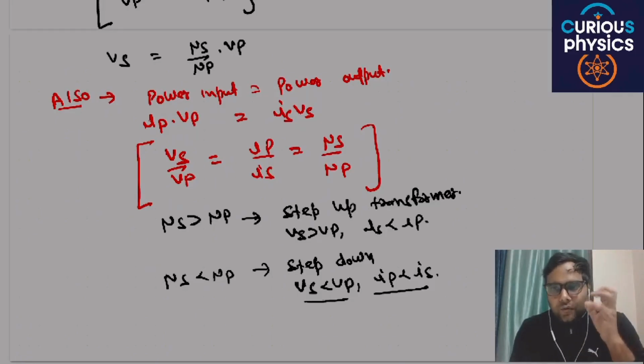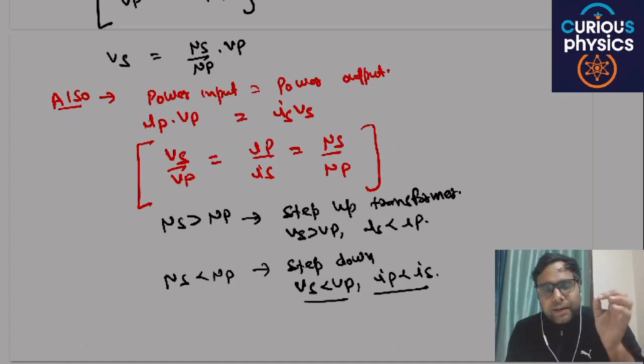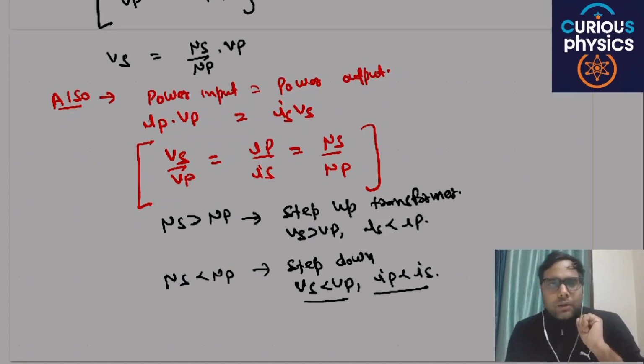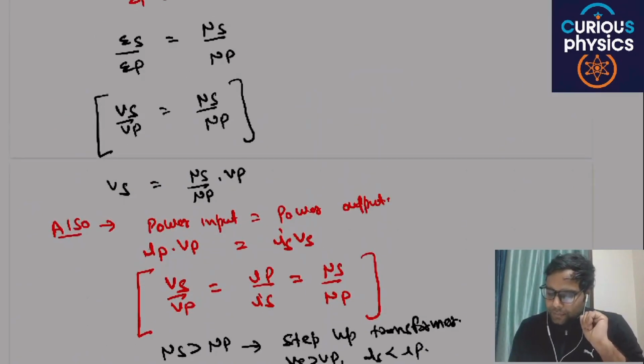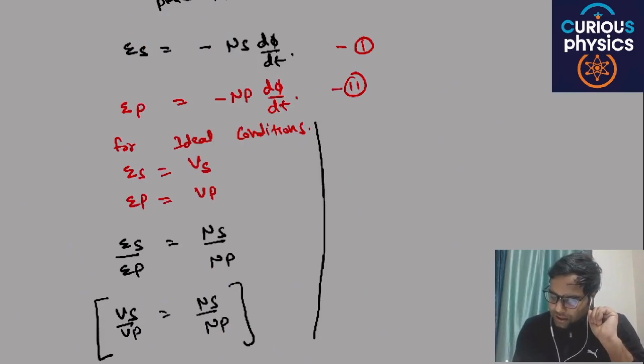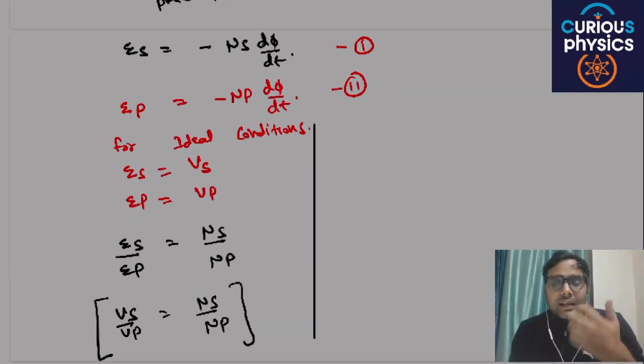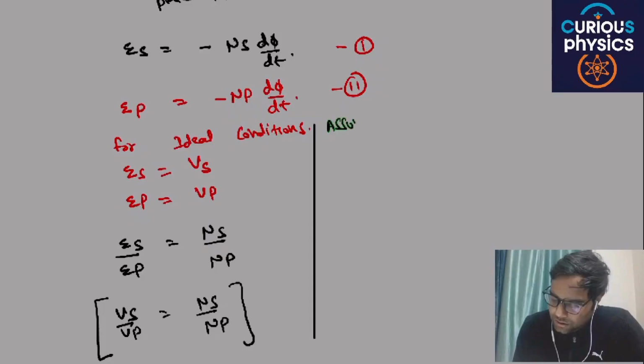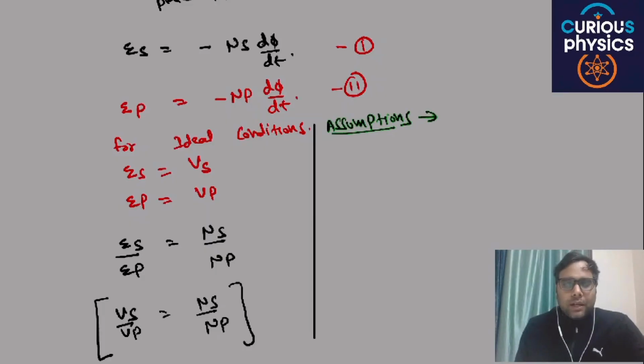Basically the final potential and final current as compared to input values depends upon the ratio of Ns and Np, the number of turns in the secondary coil and the number of turns in the primary coil. Okay, are you able to understand my point or not? And in this type of transformer, these are the basic assumptions for ideal conditions, to get these values, or to get this particular derivation.